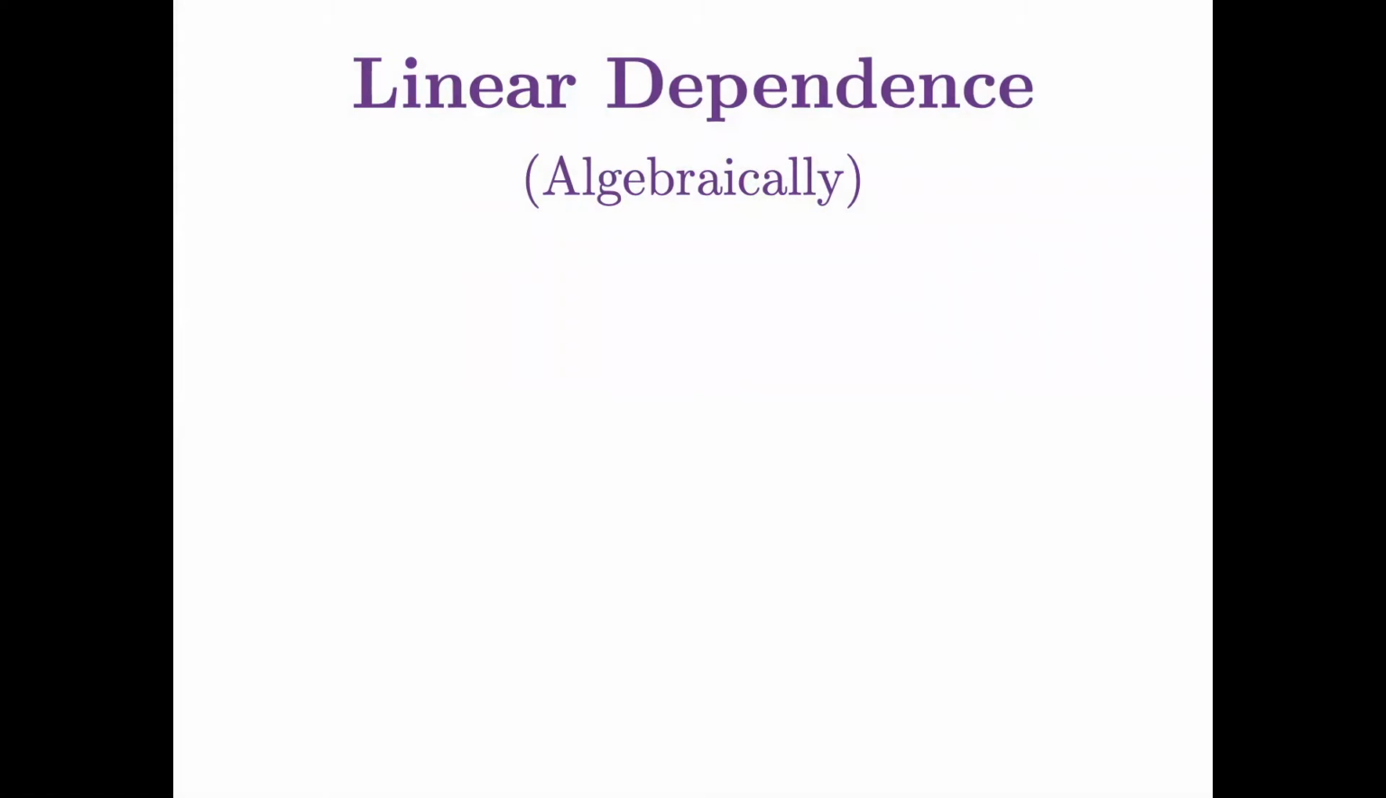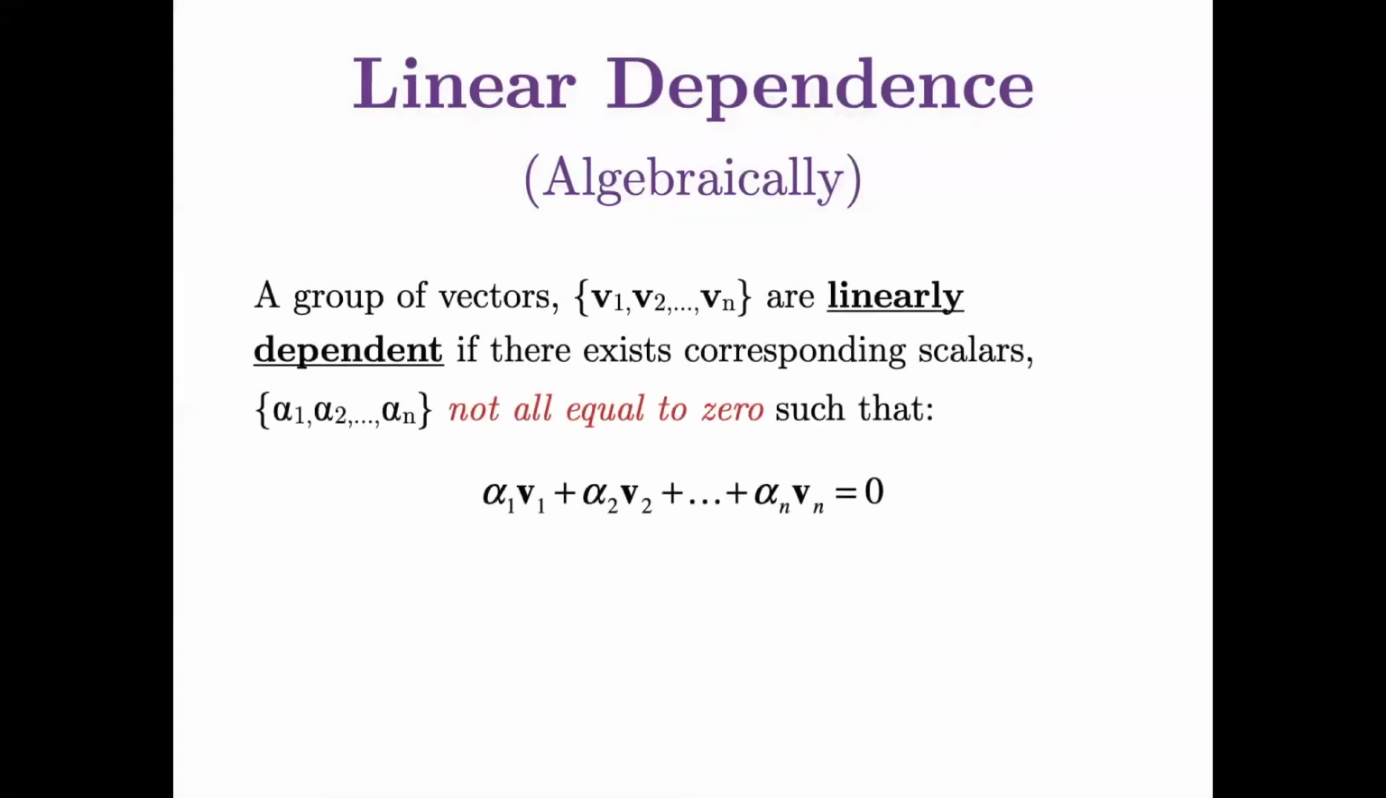We also talked in the primer about linear dependence. For the algebraic definition of linear dependence, we have that a group of vectors, v1 through vn, are linearly dependent if we can find some corresponding scalars, alpha 1 through alpha n, that are not all 0, such that the linear combination formed by those scalars and those vectors is equal to 0. Of course, this on the right-hand side is the 0 vector, the vector of all zeros. It's not just the constant 0, because I'm adding vectors.